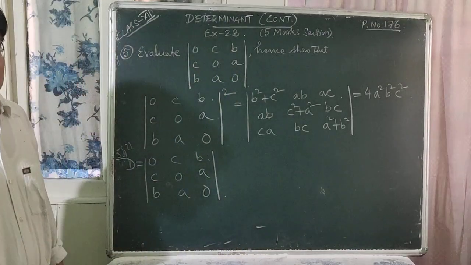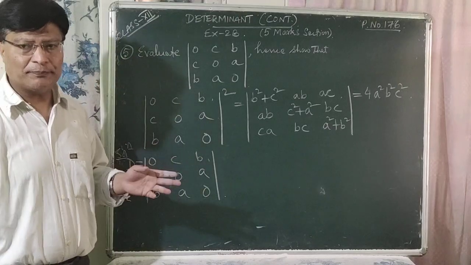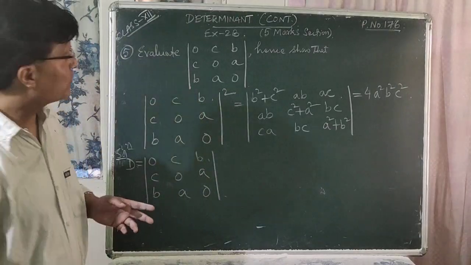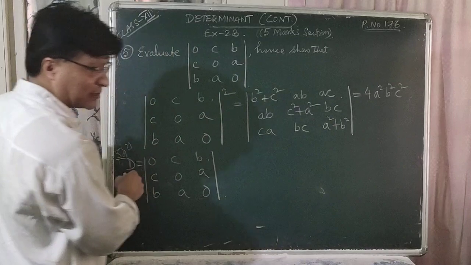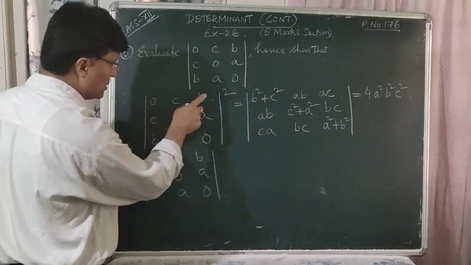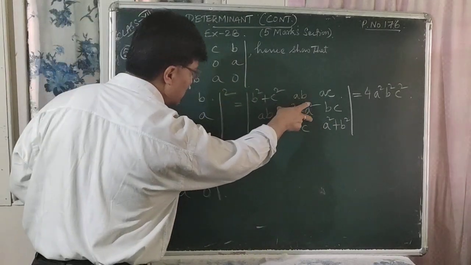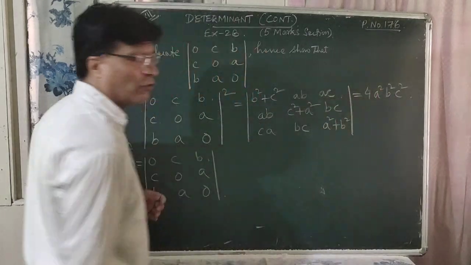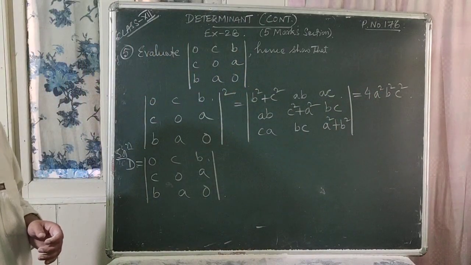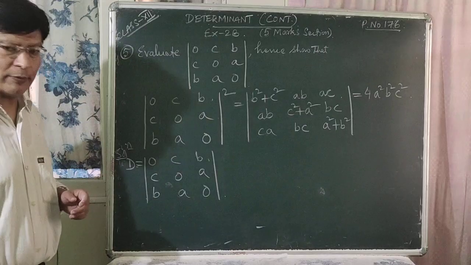First of all, you have to evaluate it. Evaluate means you have to find out its value. You can directly expand it. Hence, you have to show that this determinant, that is whole square, is equal to this determinant, which is equal to 4a square b square c square, right? So let's do this problem now.